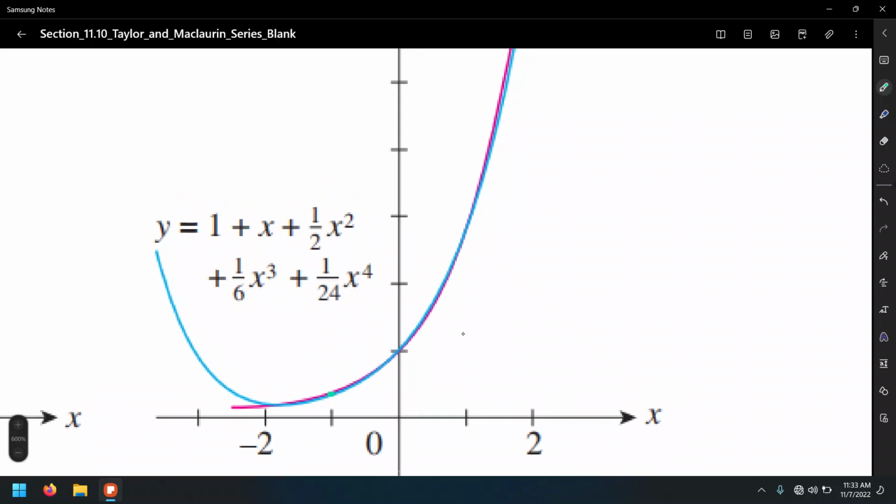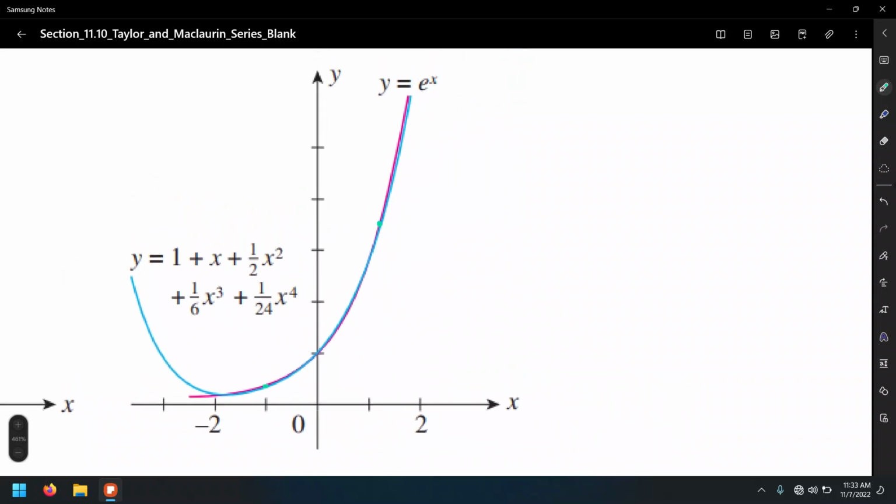See how the quartic approximation is actually overlapping more points on the original function, so we can use that quartic approximation to estimate any value between -2 and possibly even 2. I don't know what's going to happen later in the graph, but for sure it's overlapping at more points.